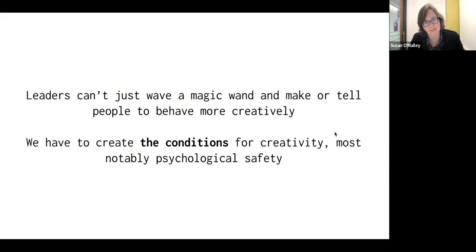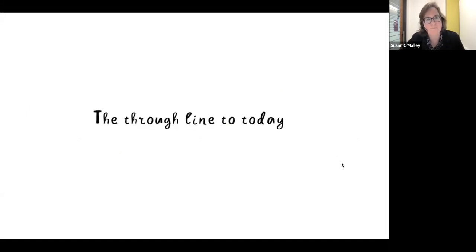So what I want us to take from this is that we actually can't directly control the environment for creativity as leaders. We can create the conditions for creativity. We can stoke it, nudge it, correct it, adjust it, but we actually can't wave a magic wand and tell people how they should behave. And this is particularly important when it comes to trust and psychological safety and some of these conditions and factors that have proven so important in fostering modern work.